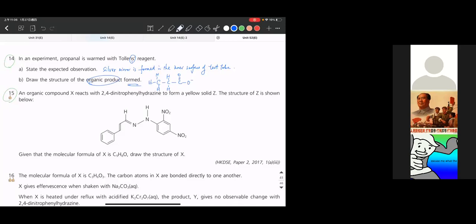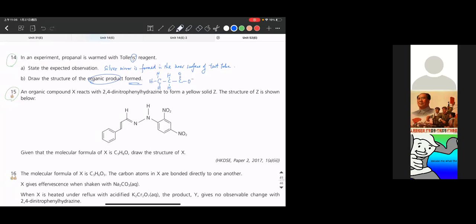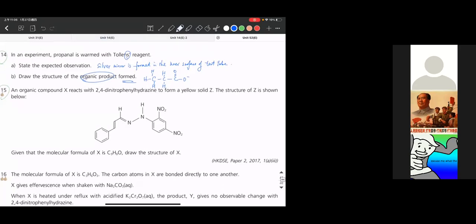How about 15? Positive ion, good question. Where will you get it? Sodium ion, is it? It depends on the alkali added. If you add sodium hydroxide, it's the sodium ion, if I add sodium hydroxide at the very beginning.